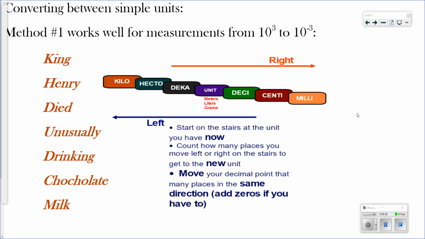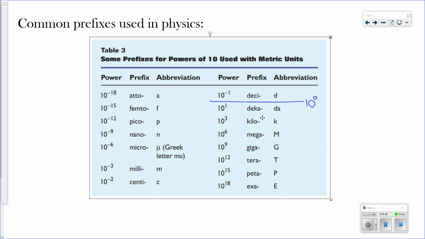We're going to practice converting between these different units of measure. And there are two methods I'm going to show you. Method number 1 works really well if your measurements go from 10 to the 3rd to 10 to the negative 3rd. And if you notice here on this stair step, we added another step in there to represent 10 to the 2nd, and that prefix is the hecto, and that hecto does not appear on your table that is on this slide.